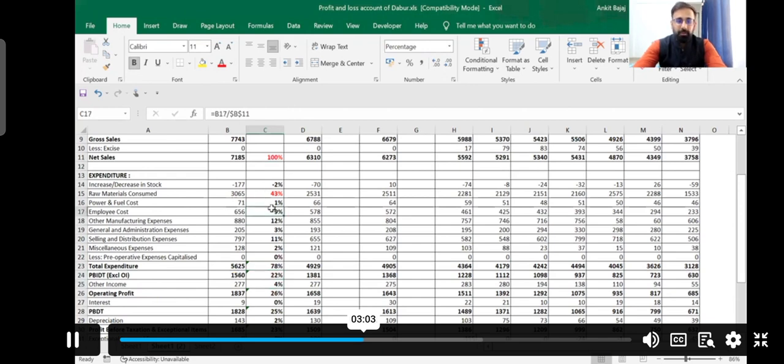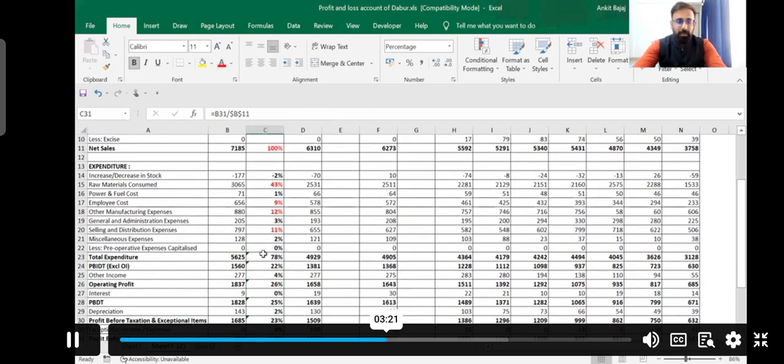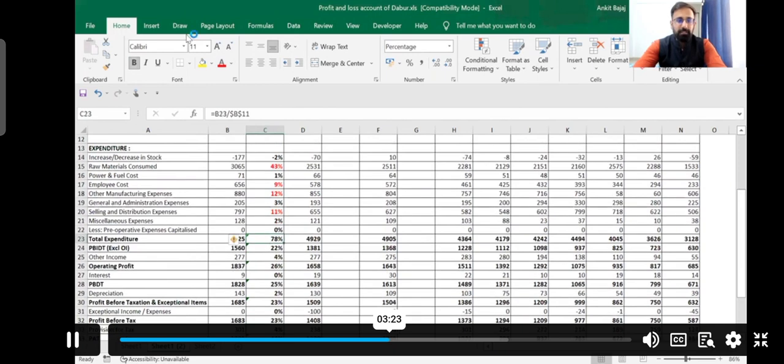Further, employee cost is around 9% of total sales. Other manufacturing expenses are 12% of total sales. Similarly, you can see selling and distribution. The company is investing a lot of money in advertisement and selling of the product, and that is 11% of total sales. Further, total expenditure is 78% of total sales.